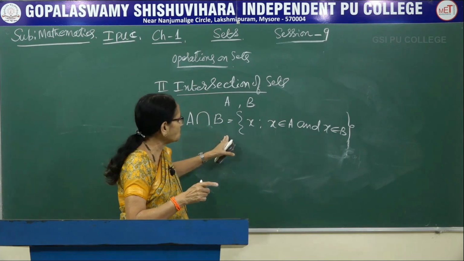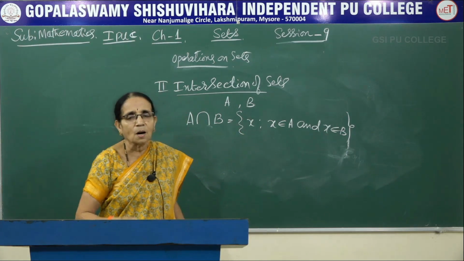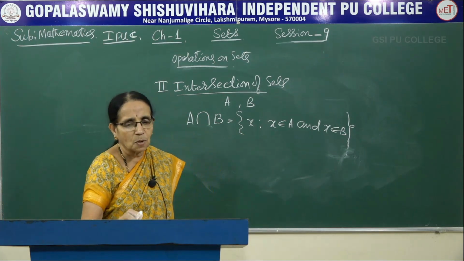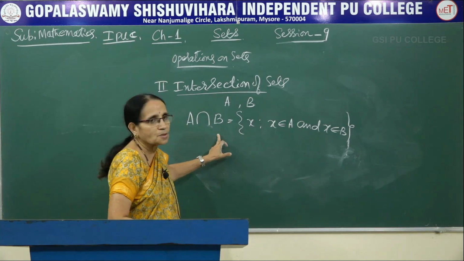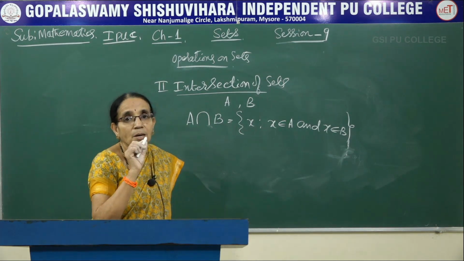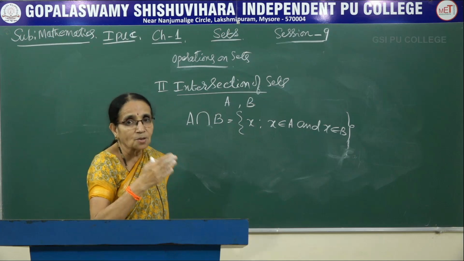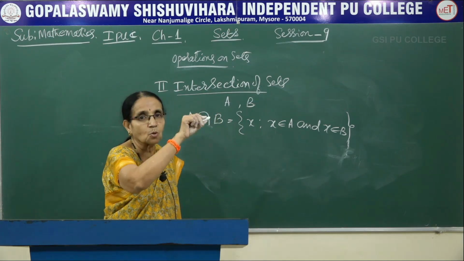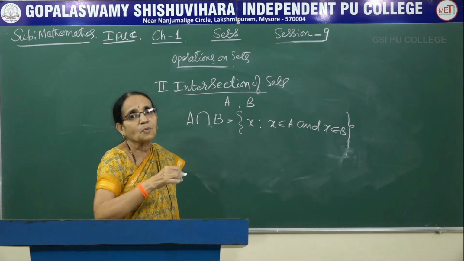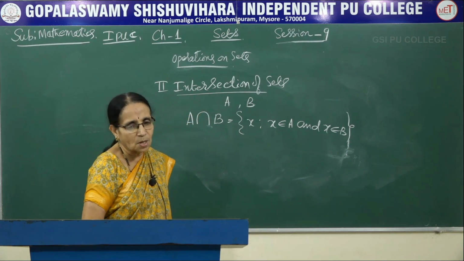So A intersection B is a set containing all x such that x belongs to A and x belongs to B. How do you read this one? A intersection B. The other one, A union B. The reading is A union B, A intersection B. The notation for union is written like this, and intersection is the reverse of that one. So this is the notation.